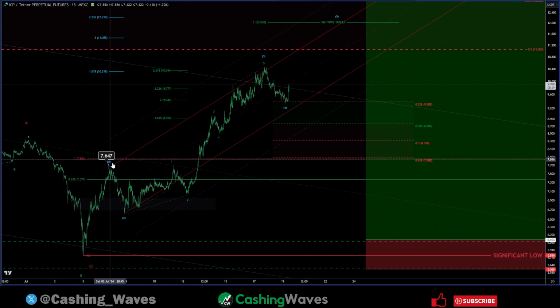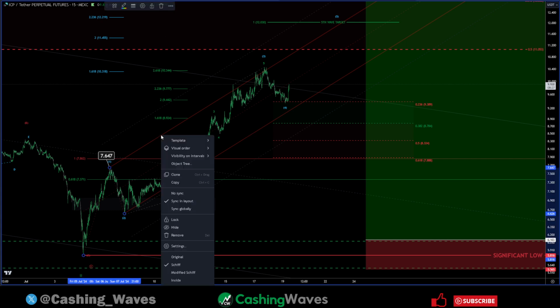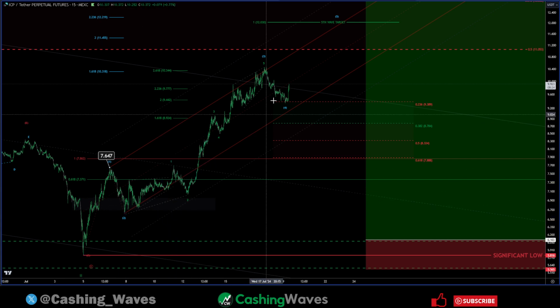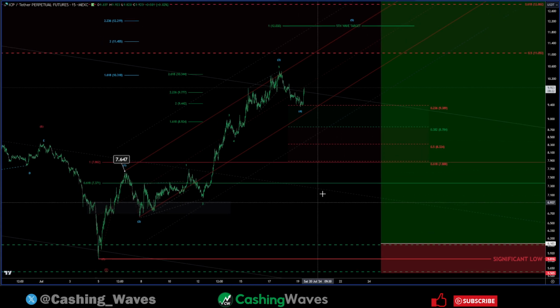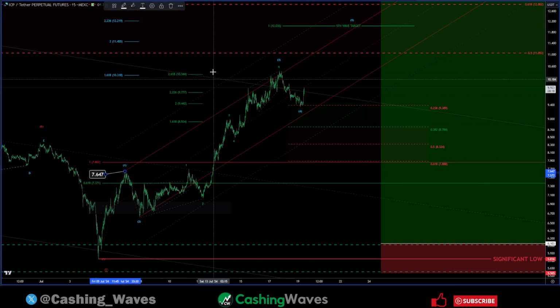You can see we're respecting our pitchfork. This is a Schiff pitchfork. Seems to be respecting it well. And right now we're targeting our 5th wave in blue to complete a wave 1.